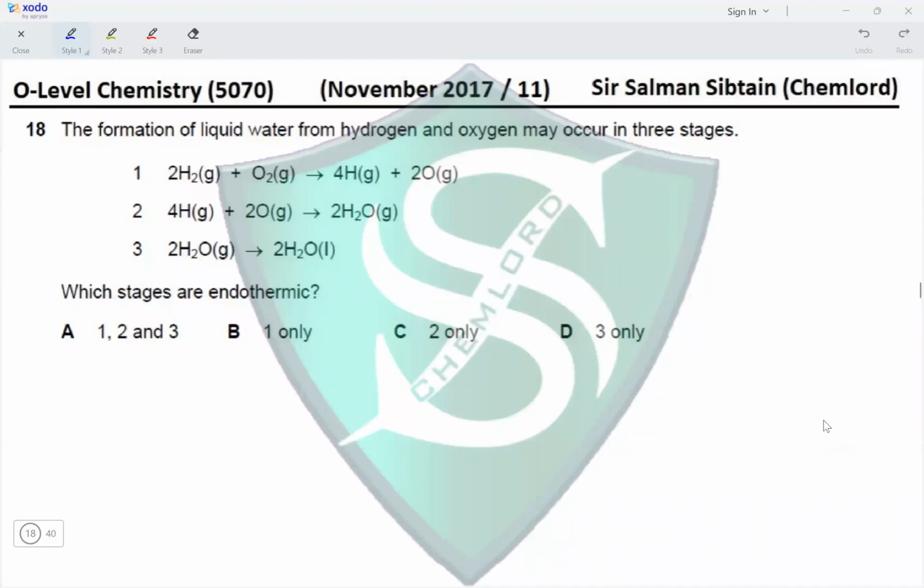Question 18. The formation of liquid water from hydrogen and oxygen may occur in three stages. In stage one, we've got hydrogen gas and oxygen gas converting into hydrogen atoms and oxygen atoms. So bonds are broken. So this is an endothermic reaction. In two, we've got the atoms of hydrogen and oxygen combining to form steam. So since bonds are being formed, this is an exothermic reaction.